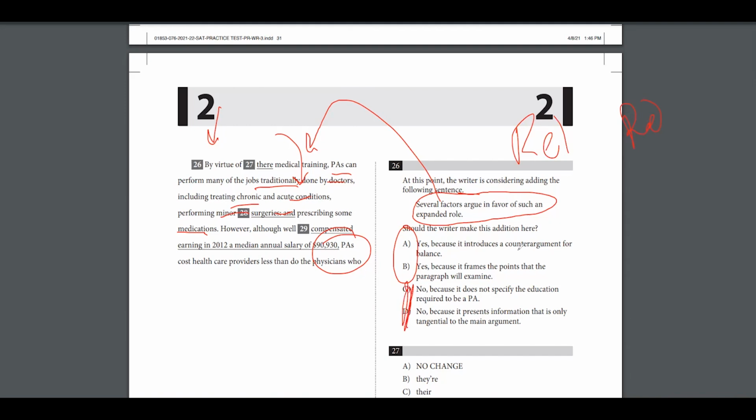Then we read A, because it introduces the counter argument for balance. There's no counter argument here. Where? I don't see it. Where? This is just an introduction statement. So this is ridiculous. It tries to get me to go in places that I just do not agree with. Like Henry David Thoreau says, you got to stand up for yourself.